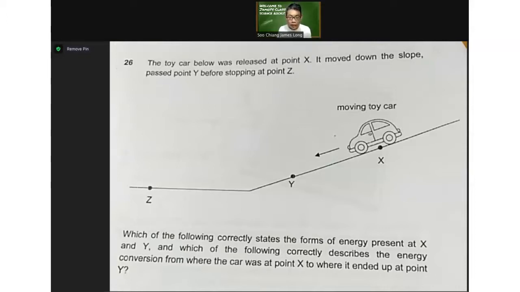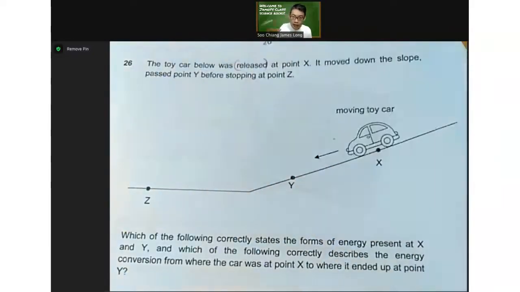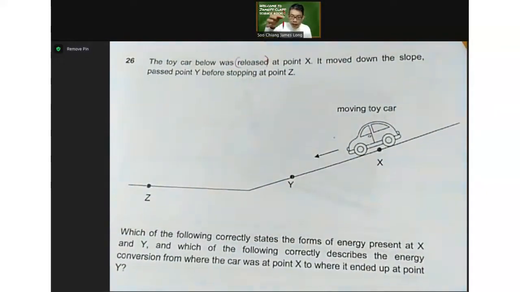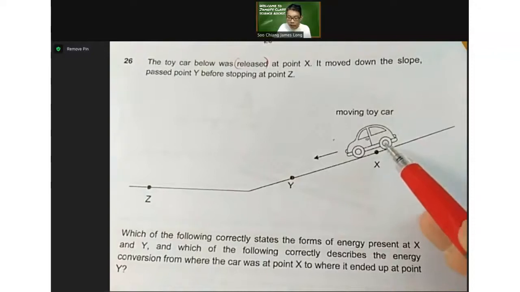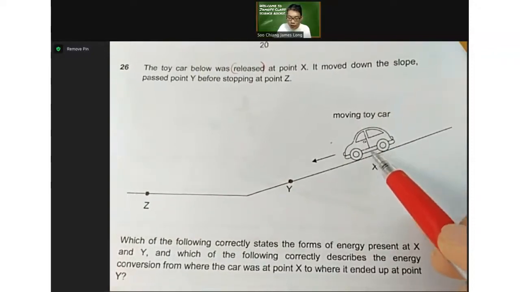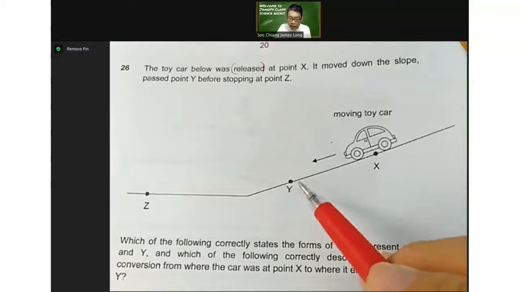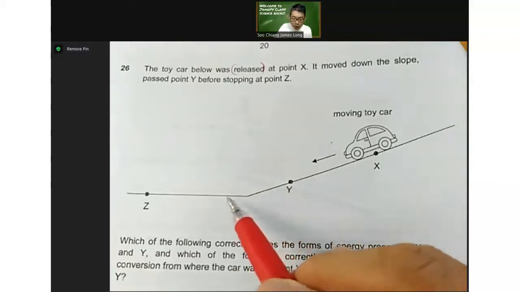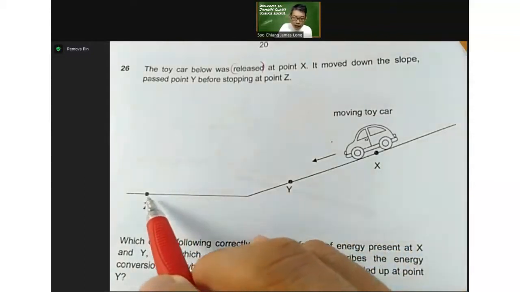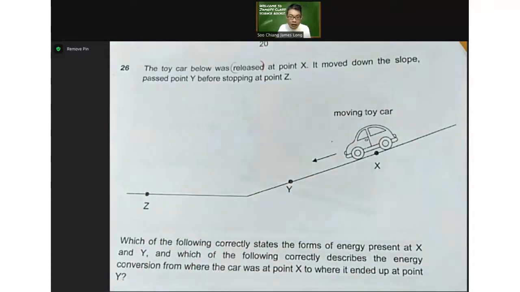Let's take a look. The toy car below was released. Release always means you are not pushing it. It's like letting go. Let go at point X. So it rolled down the slope. It passed point Y and kept on rolling, slowing down before stopping at point Z. Which of the following correctly states the forms of energy present at X and Y?